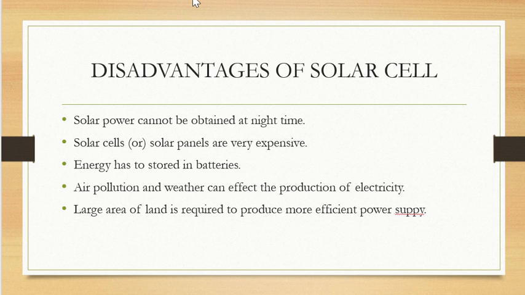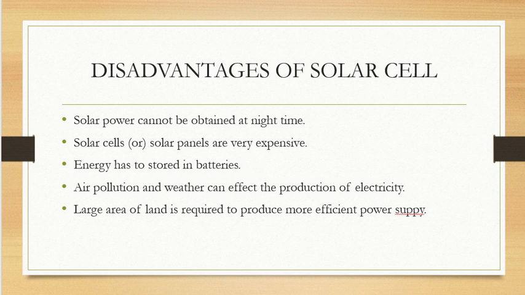The next point is solar cell or solar panel are very expensive. The solar panels which are used in the solar cell are very expensive to buy. Next is energy has to be stored in batteries. All the energy we gain from the solar cell should be stored in the battery, and even the cost of the battery is more.